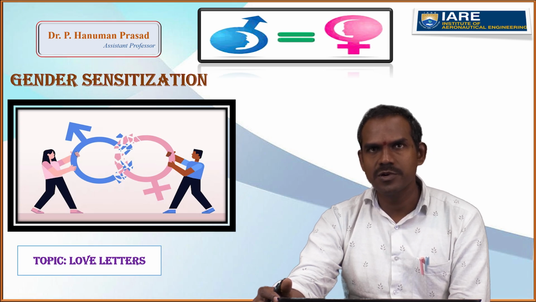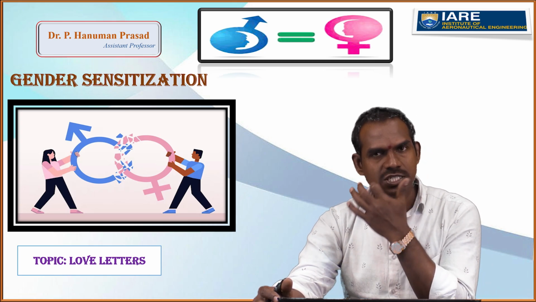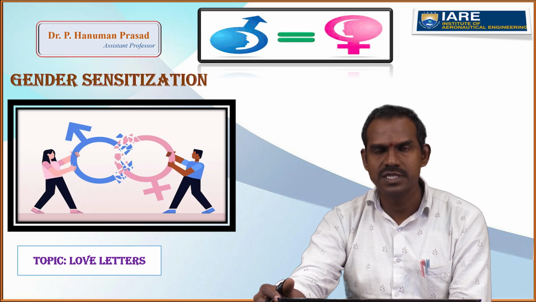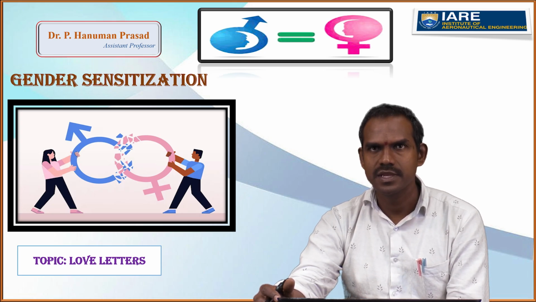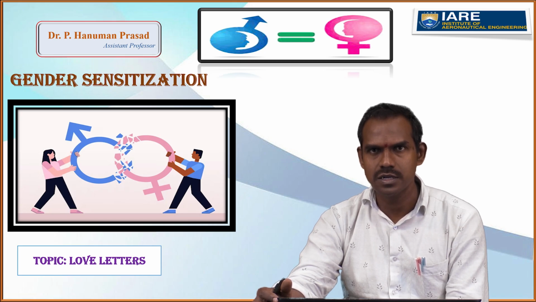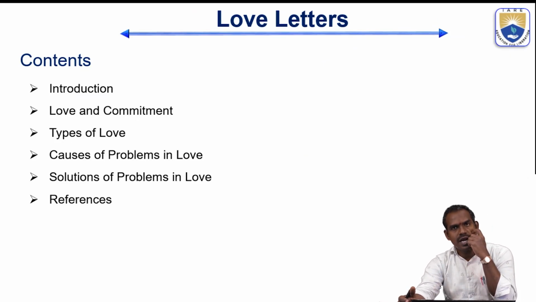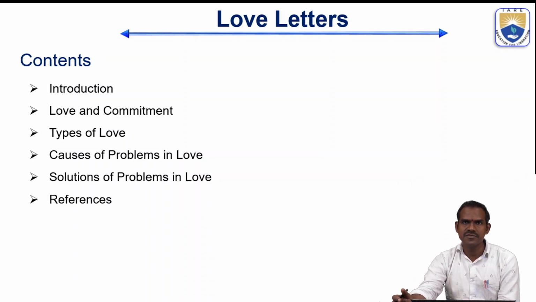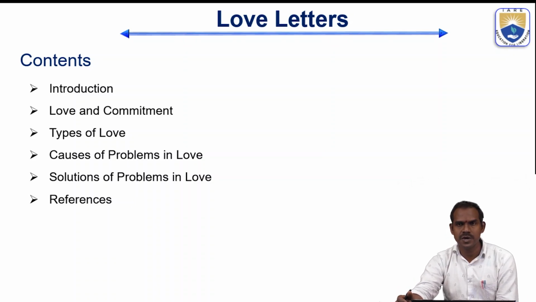The topic that I am going to discuss in today's session is from Module 5, Gender and Culture. And the name of the topic is Love Letters. The contents that I am going to present as a part of this topic are Introduction, Love and Commitment, Types of Love, Causes of Problems in Love, Solutions of Problems in Love, and finally References. Let's look at each and every content in detail.